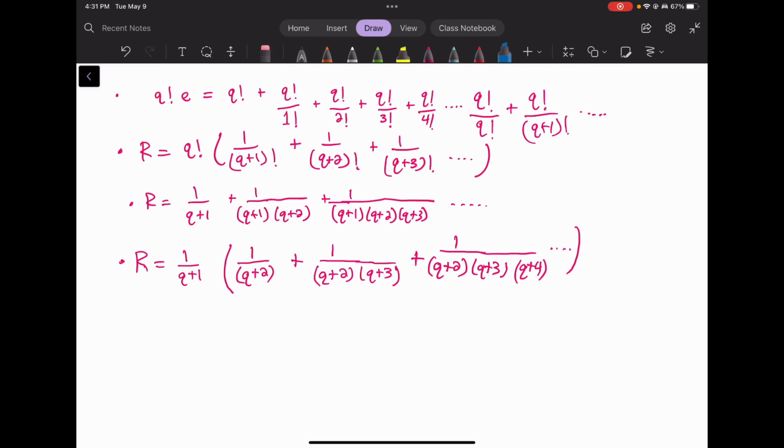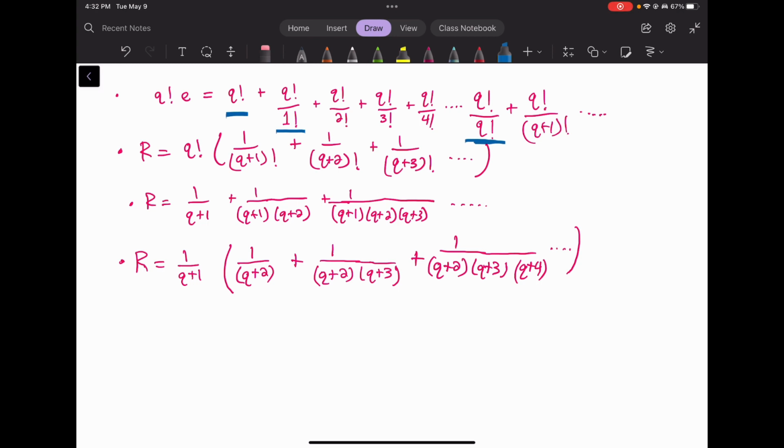So one thing that I wanted to point out was when we look at our equation where we multiplied e by q factorial, on the right-hand side of the equation, remember we'll get q factorial plus q factorial over 1 factorial, and then eventually we're going to hit the qth term, which is going to be q factorial over q factorial. And then after that, we'll have q factorial over q plus 1 factorial, because q is an integer.